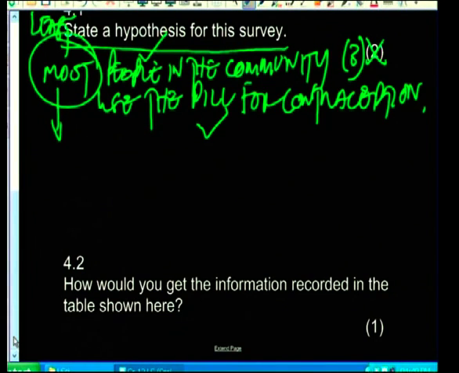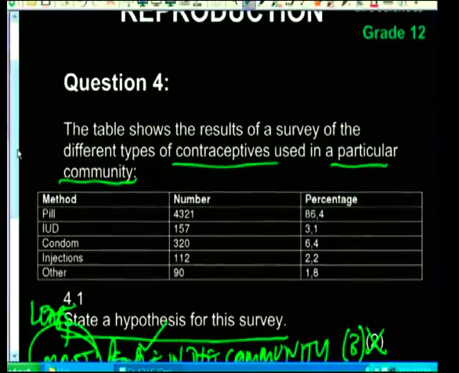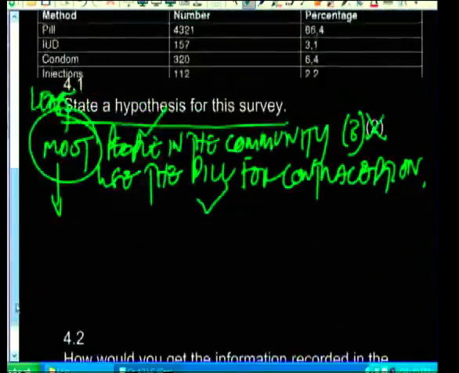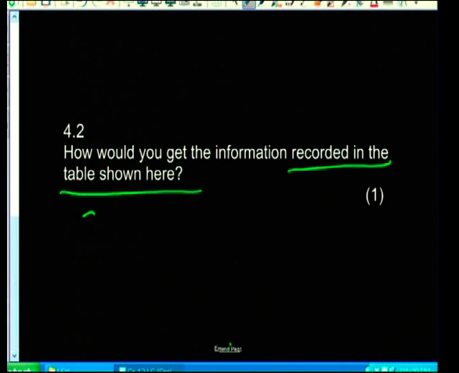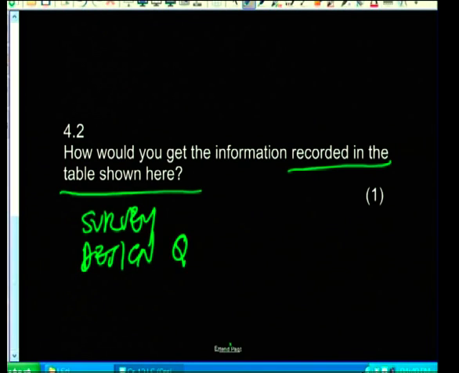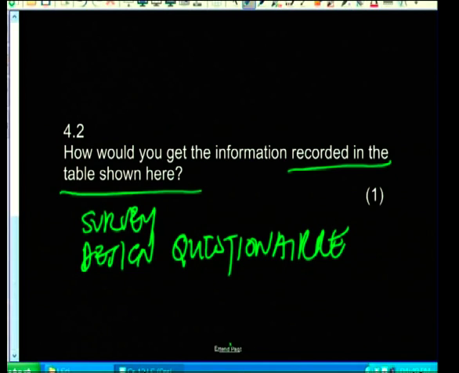Okay, so notice how the mark is allocated as well. How would you get the information recorded in the table shown here? Where would you get this from? Obviously, you would have to have a survey, design a questionnaire, and you would then ask people to go into the community and use the questionnaire and derive information from willing participants in the community, and then come back and collate this information as it is collated in the table in this case.